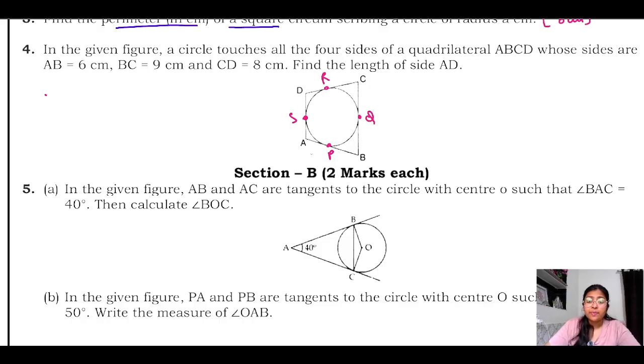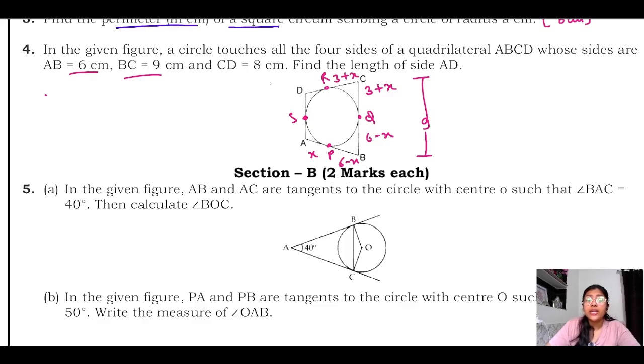Let AP be x. Then BP will be, the total length is 6, so BP will be 6 minus x. If this is 6 minus x, this is also 6 minus x. CQ will be, the total length BC is 9, the part of that is 6 minus x, so the remaining will be 3 plus x. If this is 3 plus x, this will be 3 plus x also.